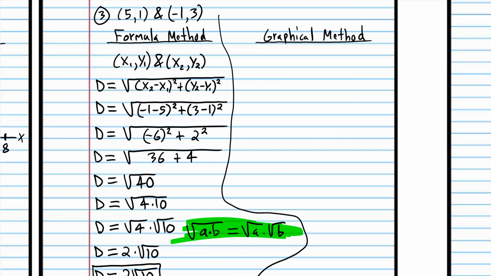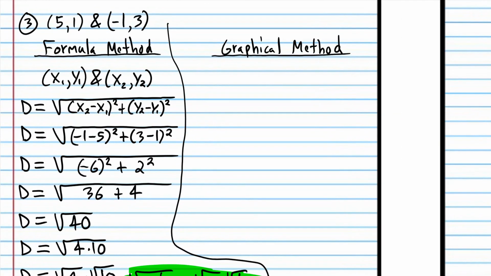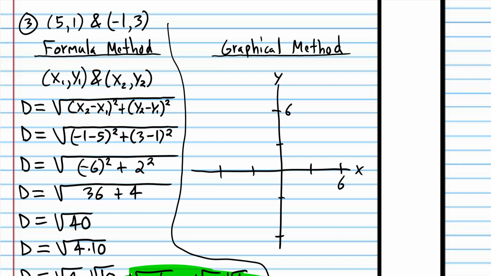All right, so now we're going to do the graphing method. And again, if you like the formula method, you can skip the graphing method. If you prefer the graphing method, then that means you've skipped the formula method, and here we go with the graphing method. I want to make 6 the biggest mark there. Again, your graph doesn't have to be perfectly accurate, and we have 5, 1, which is about here, a little bit lower. About there, doesn't have to be perfect, and we have -1, 3, which is about here.